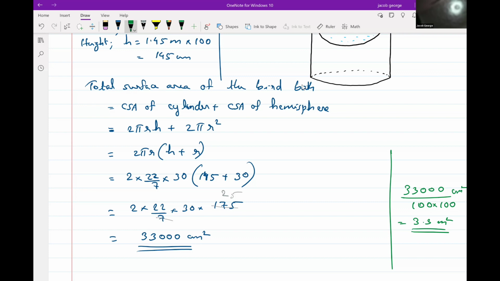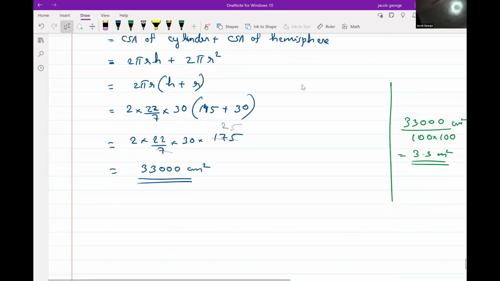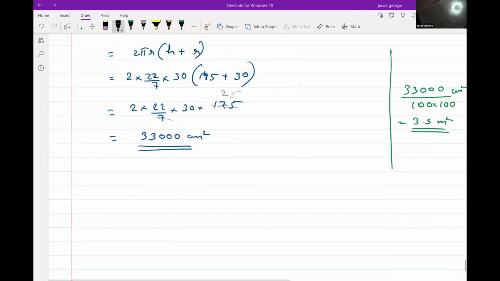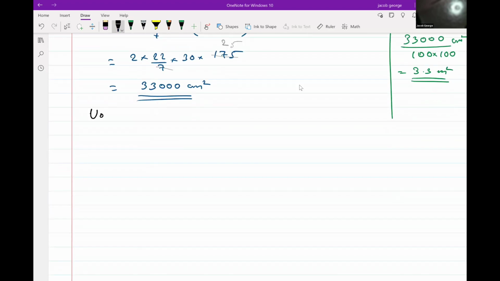Write the subheading: volume of combination of solids. Subheading, volume of combination of solids. Please write the subheading, volume of combination of solids.